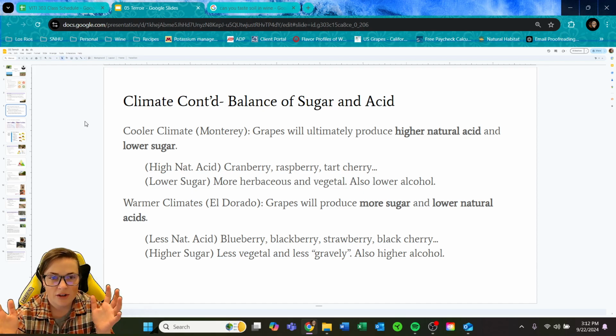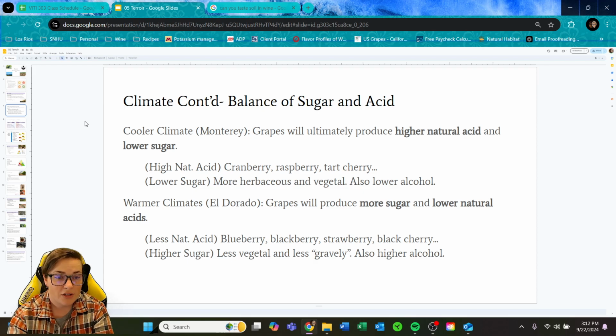And again, these are very broad generalizations of the difference of the two regions. There's always going to be exceptions to the rule. This is just a stepping stone to help you get started understanding the differences. So they're going to have higher natural acids and lower sugars, and cranberry, raspberry, tart cherry will be typical of that wine.